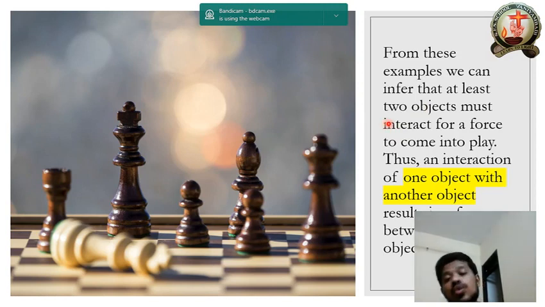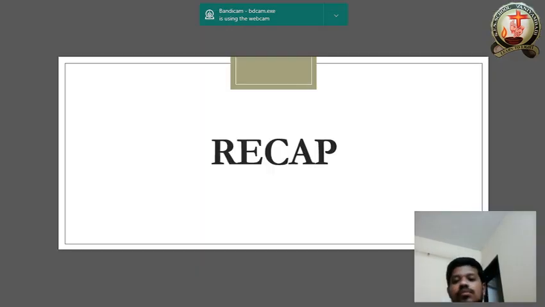you want to apply force? Two objects must be there to interact for a force to come into play. An interaction of one object with another object results in a force between the two objects. Until two different objects interact, you cannot generate or apply any force. Is that clear? Okay.